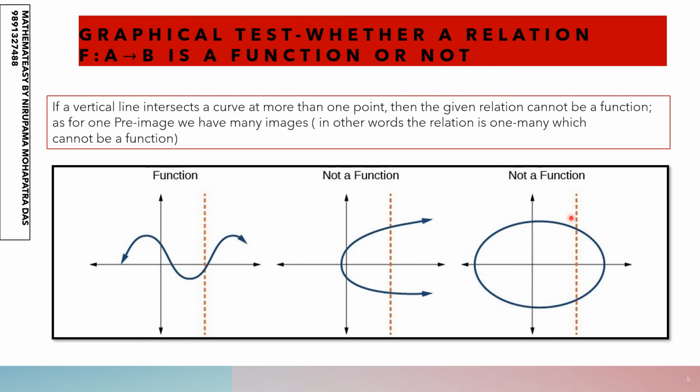Similar logic applies here also. Is it clear? This is called the vertical line test. If a vertical line intersects the curve at more than one point, the relation cannot be called a function. But in this case, there is one pre-image and one image, so the intersection point is single. The vertical line intersects the curve at only one point. So this is a function.